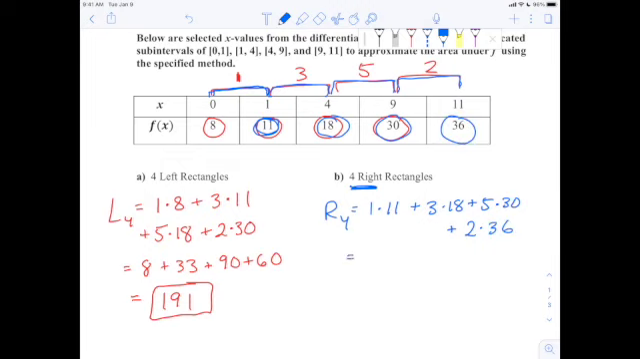And so we add those up individually, so we get 11 plus 3 times 18 is 54, plus 5 times 30 is 150, 2 times 36 is 72. And we add these all up here. That's going to be 65 plus 150 plus 72. It's going to give you 287. Yeah, I just got a little lazy and did it in my calculator off to the side.